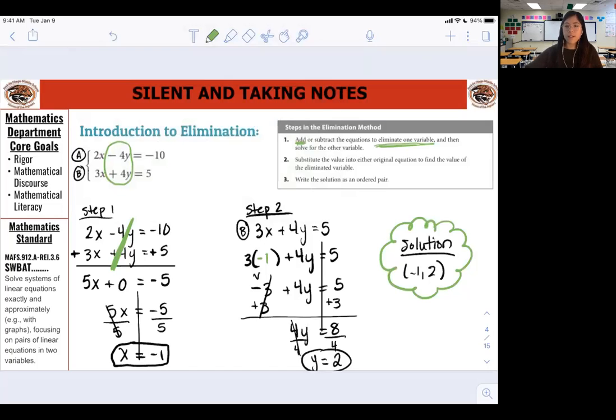Any questions? So I already see one question in the chat. Somebody asked me, how do you know if you need to add or subtract? We're going to start with adding, and then in like 2 problems, I'll show you what it looks like when you have to subtract. So you'll see it in just a minute. But so far, we're just adding. Any other questions?